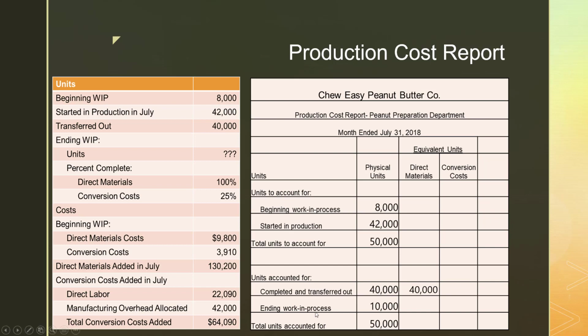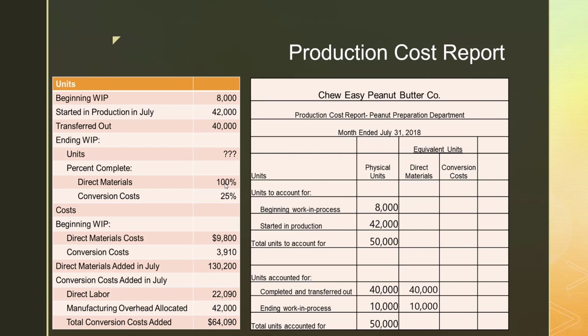As for ending WIP, that might not be all the way done. We're still working on it, so it might not be completed the entire way. What you need to do for this section is take the number of physical units that you have in ending WIP and multiply it by how complete they are for that particular cost component. So our 10,000 cases worth of peanuts, which are in our ending WIP in the peanut preparation department, are 100% done for direct materials. And because they're 100% done, our equivalent units is exactly the same as our physical units.